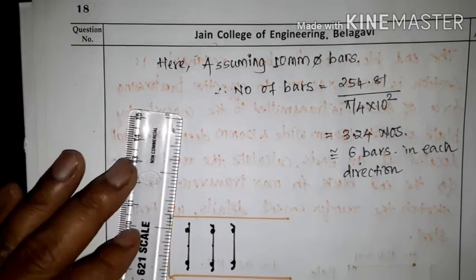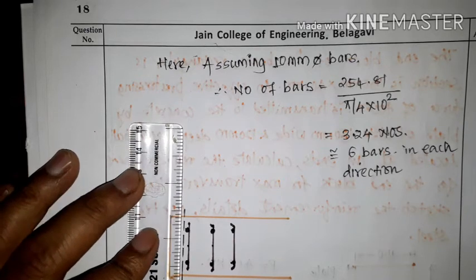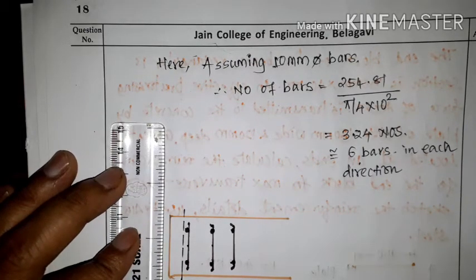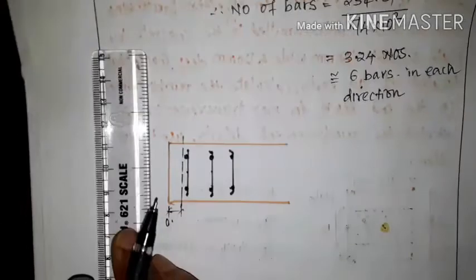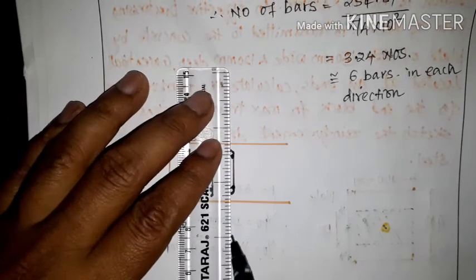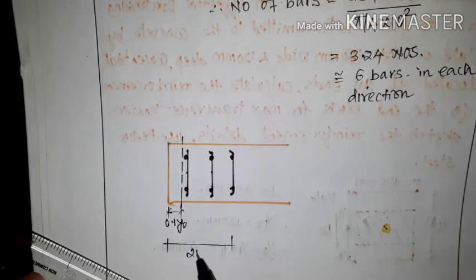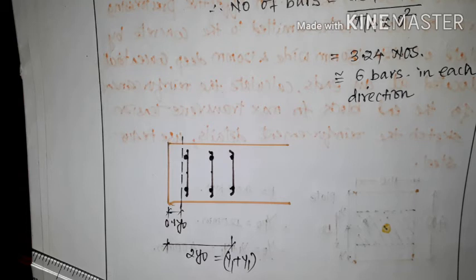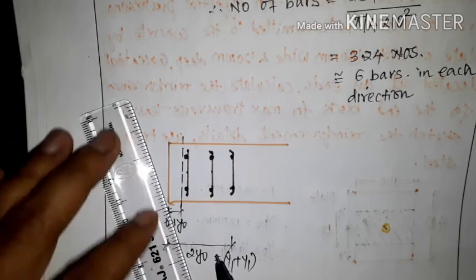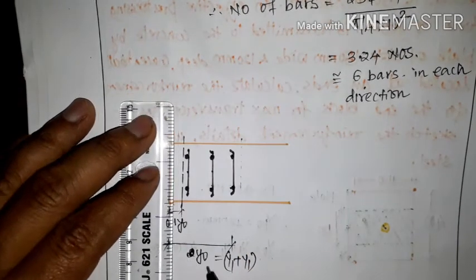so the zone will start at a distance of 0.1 y0, and the total length of the zone we have to design for is 2 y0. Okay, that is y1 plus y1. 2 y0 is nothing but, or y0 is nothing but y1 plus y1. Okay, so sorry, this is y0, we can call it as y0. Y0 is equal to y1 plus y1.